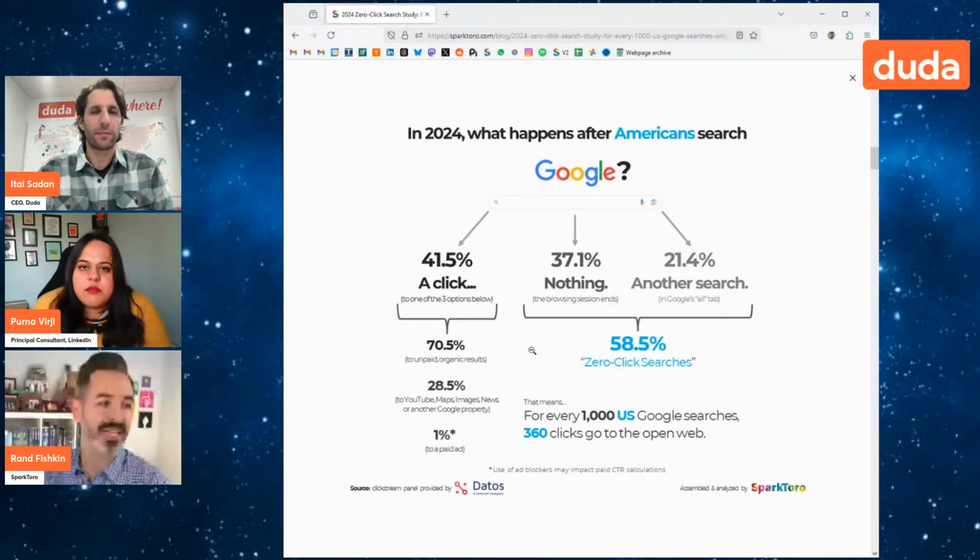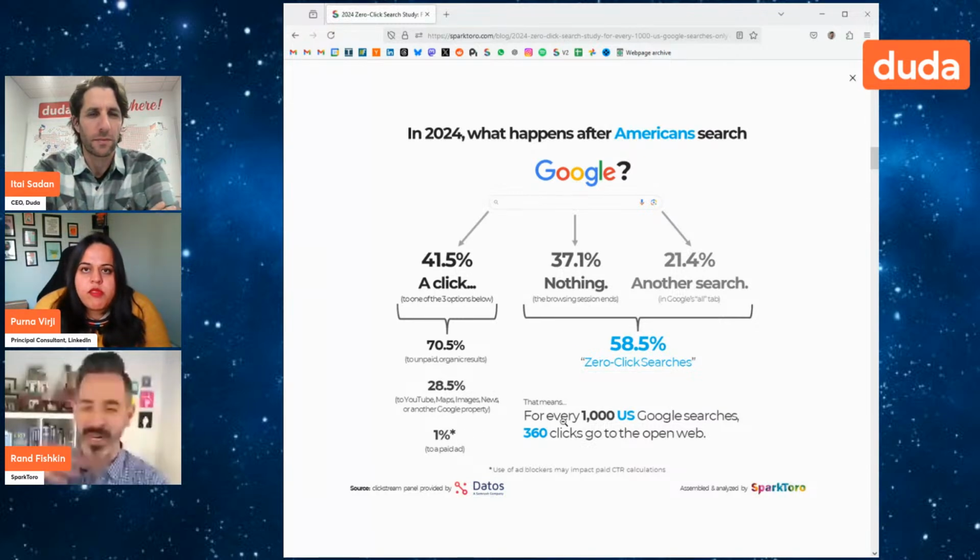And even when a click occurs, a lot of those clicks, Purna and Itai, go to YouTube, Google Maps, Google Images, Google News, right? Another Alphabet-owned property, and obviously some paid ads as well. And so, yeah, for every 1,000 US Google searches, 360 clicks are going to the open web.